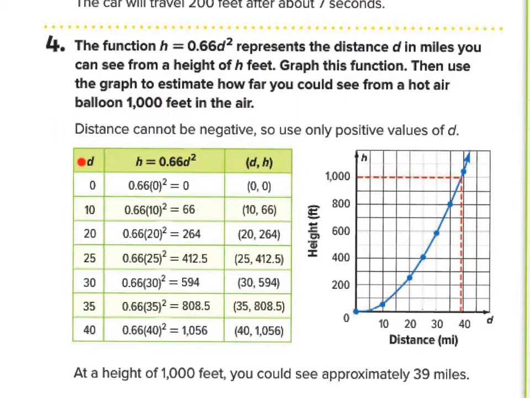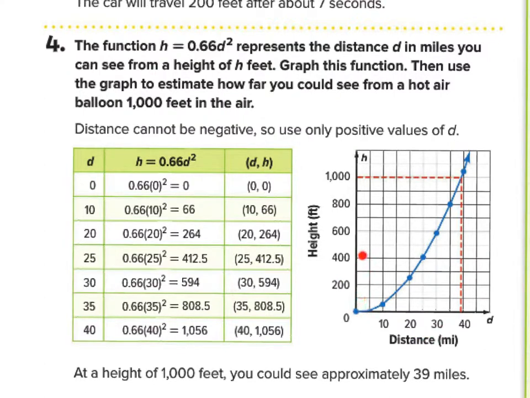So what we're going to do is we take our distance, so 0, 10, 20, 30, 25, and so on, increasing by 5. And our distance is measured in miles. So 10 miles, 20 miles, 30 miles. This is how far we can see based on the height. So we input and replace all our x's again. We multiply and we get our ordered pairs. We have our height and we have our distance.